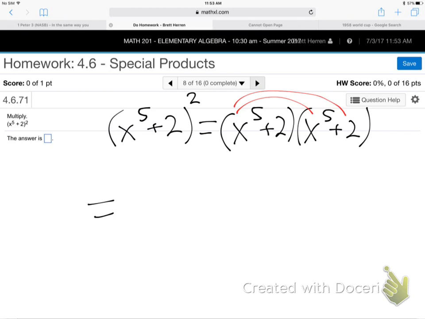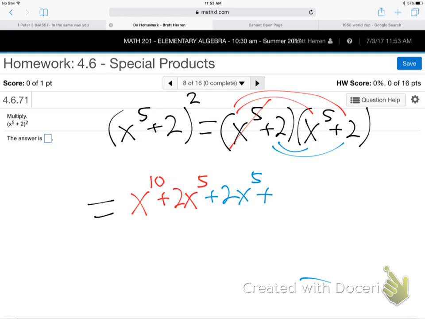So x to the 5th goes to both. x to the 10th plus 2x to the 5th, right? First to both. And then second to both. Good. So far, so good.